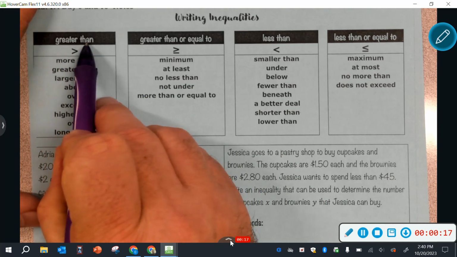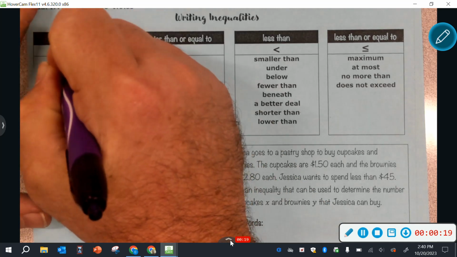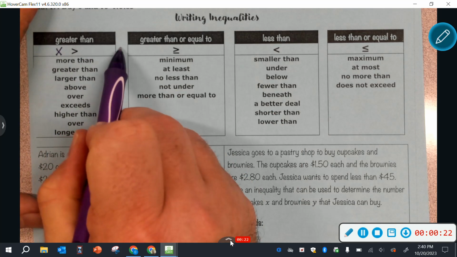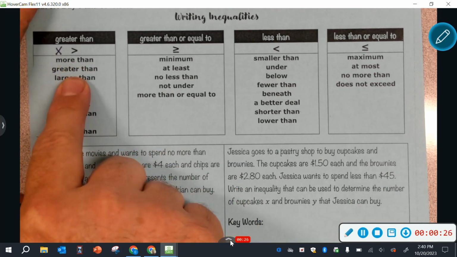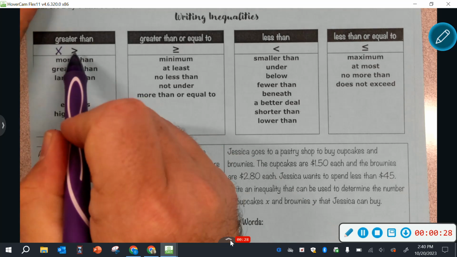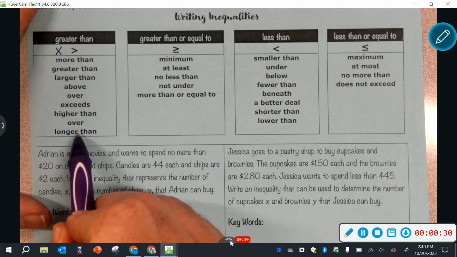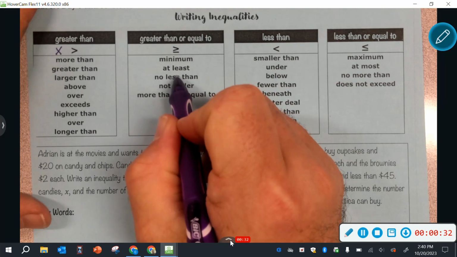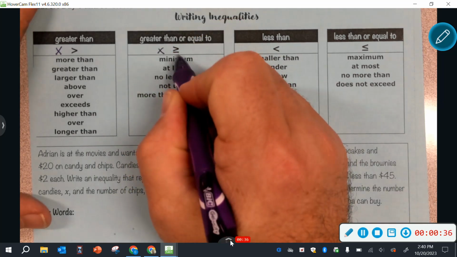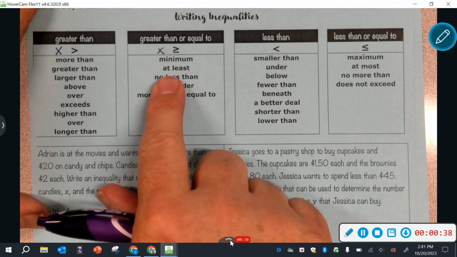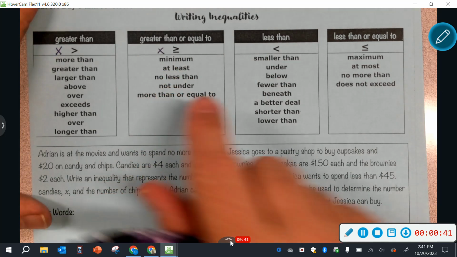So again, this is our greater than sign, so we can say x or y is greater than some number. And then in a word problem, these are the phrases that tell us to use this particular sign. And then here are the phrases that tell us to use this particular sign, x greater than or equal to. Alright, so minimum, at least, no less than.